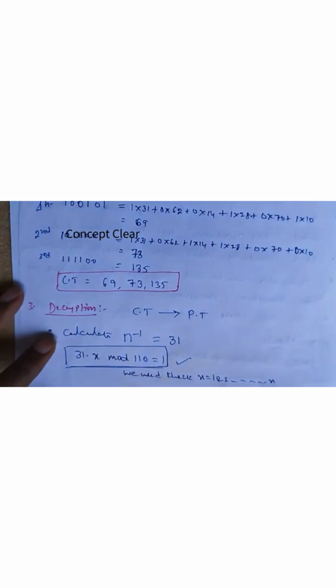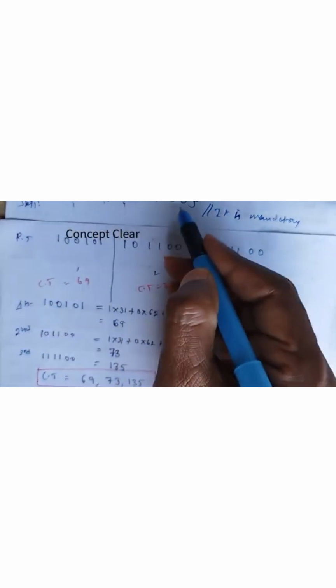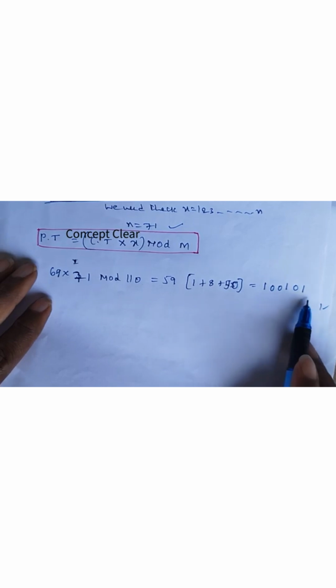So what is the value here? 1, 0, 0. The eighth value is 1. 1, 0, 1. Okay, if you compare with the private key, you will get 1, 8, 50, which means the data will be converted as 100101. Okay, here where is the 1? The same places we got the 1, 1, 1. The remaining are all zeros. So this is 100101.